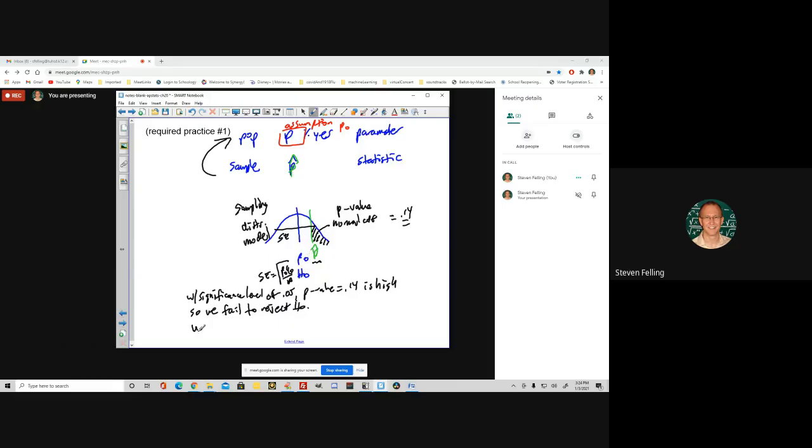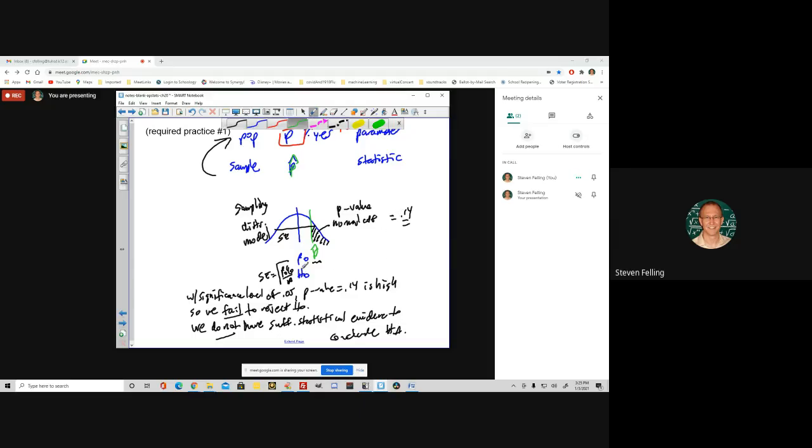Okay, therefore, if we fail to reject the null, then we do not have sufficient statistical evidence to conclude, and then we write out whatever the alternate hypothesis is, the thing that we were investigating that might have been true. All right, so the next thing we're going to talk about is, what about this level right here?